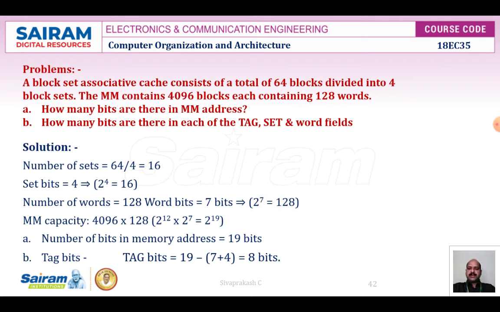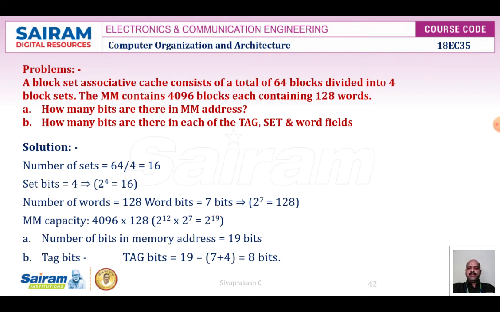Then the memory capacity has been mentioned as 4096 blocks, and 4096 blocks contain 128 words each. So we can calculate the main memory capacity as 4096 times 128. We are aware that 128 is nothing but 2 to the power of 7. So we can make 4096 as 2 to the power of 12. So we get the memory capacity as 2 to the power of 19.